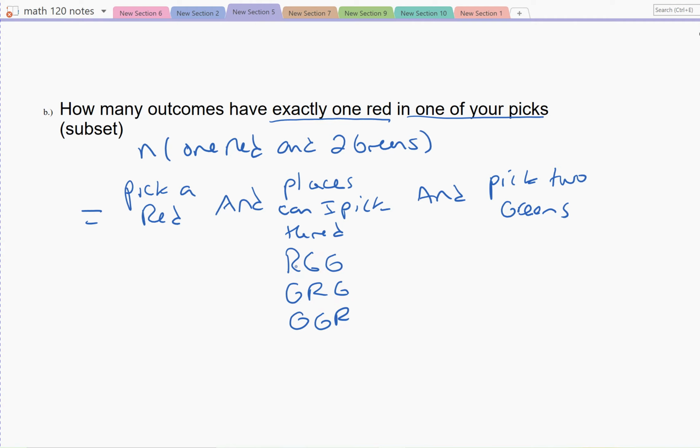The other way to think about it is the red one can show up in the first pick, or the red one can show up in the third pick, or the red one can show up in the second pick. I think I skipped the second. And so there are 3 ways to do it.